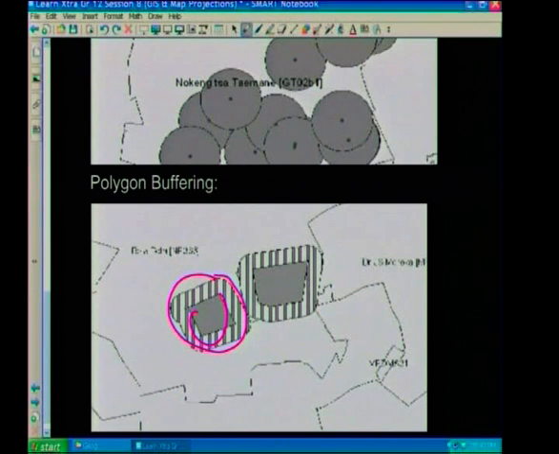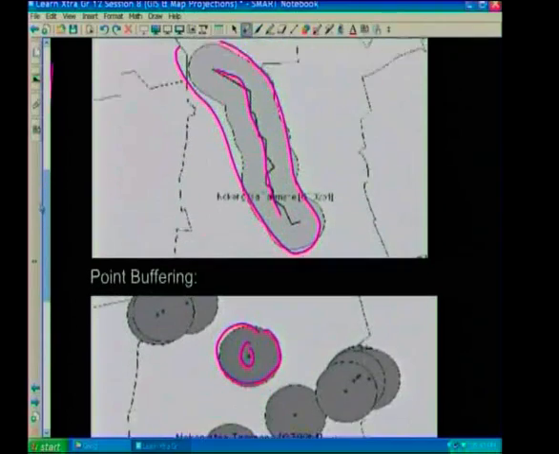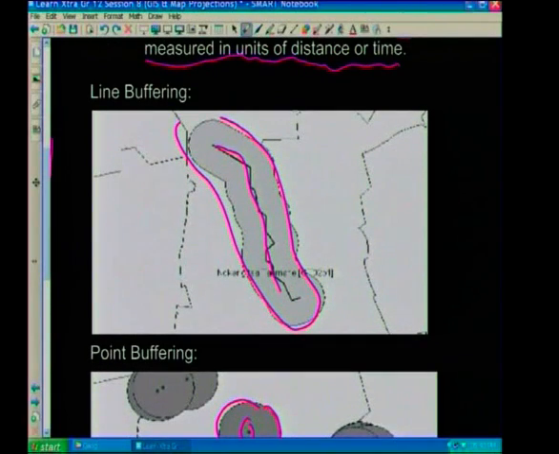So that's buffer zones. Let's just get back to what is the purpose of this. Now, there's a river here.